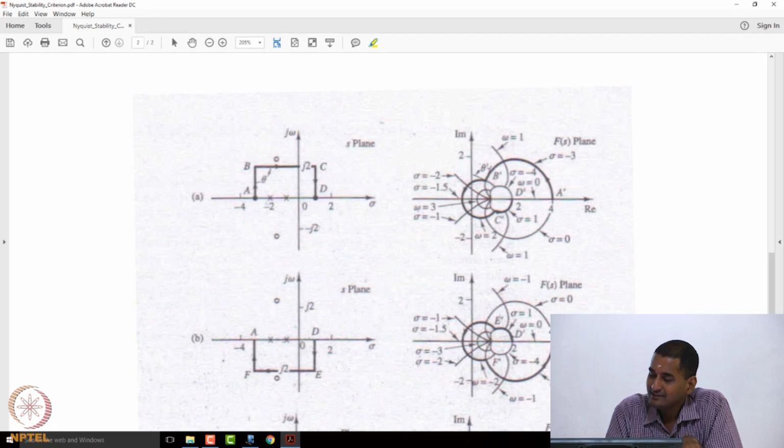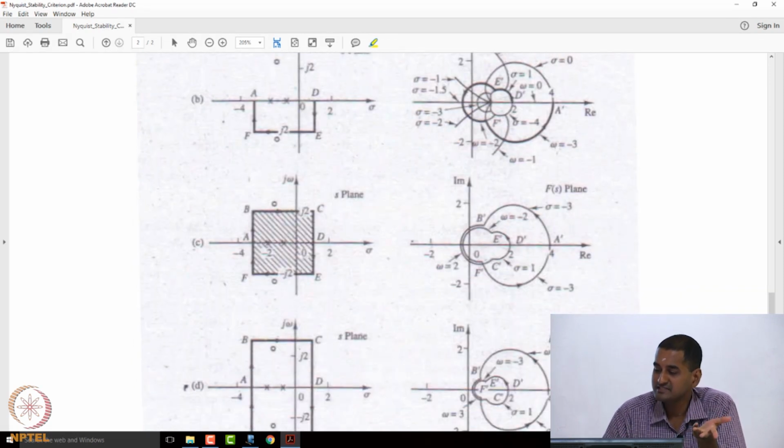You can see that it gets mapped to a contour A prime, B prime, C prime, D prime, in the f of s plane. The prime denotes the corresponding value in the f of s plane, and we get a different shape altogether, which depends on the function. Similarly, the contour D, E, F, A gets mapped to a contour D prime, E prime, F prime, A prime. That's how it just turns out.